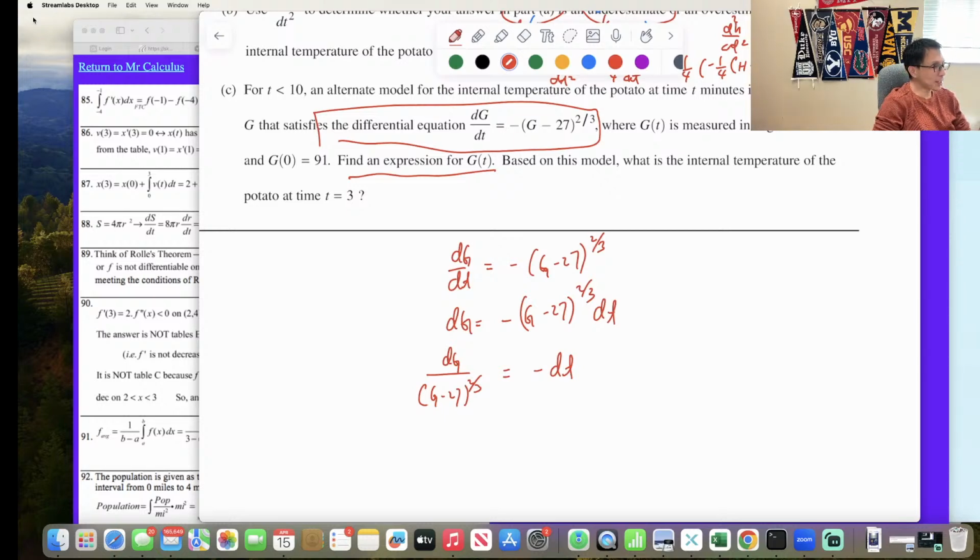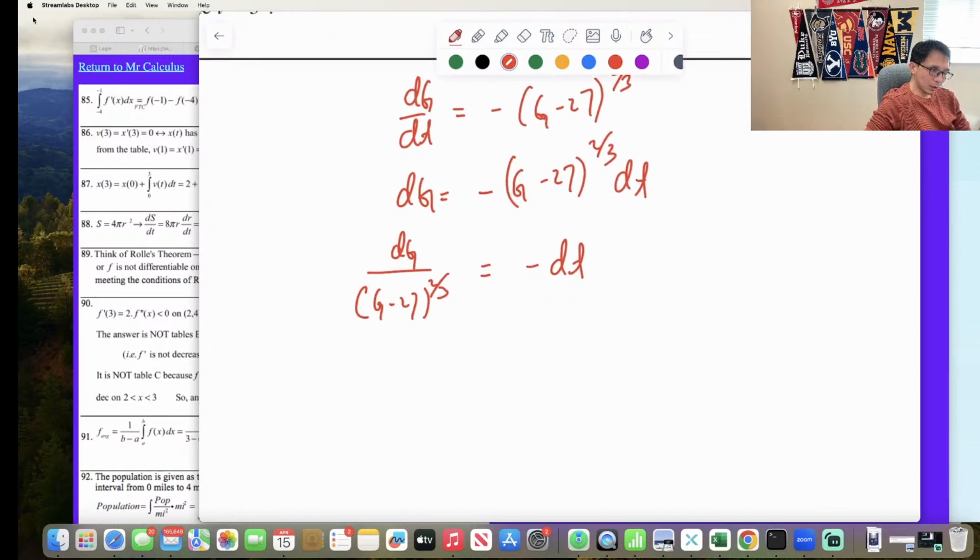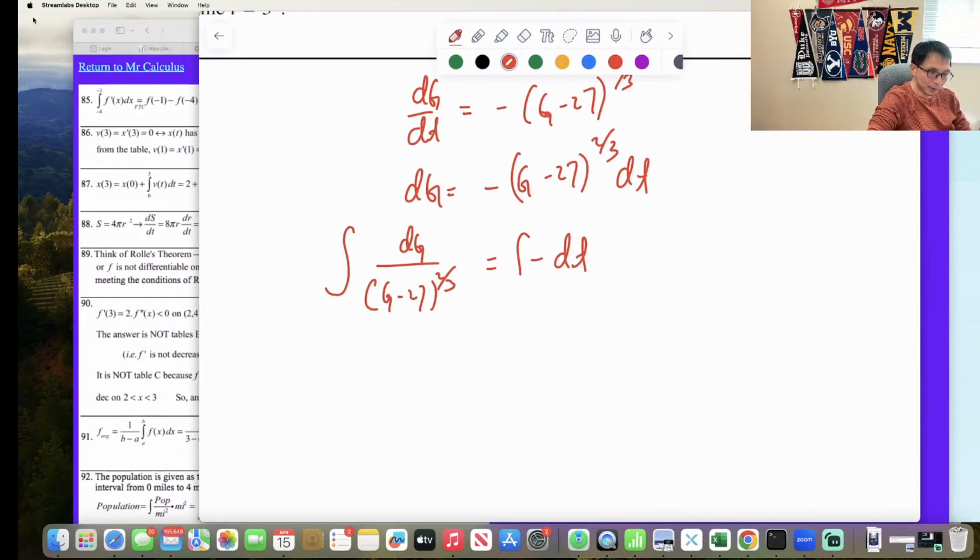They never say separation of variables. They never say find particular solution. This is the first time they say find g of t, and that means find the particular solution. I have to take the integral of this, right?